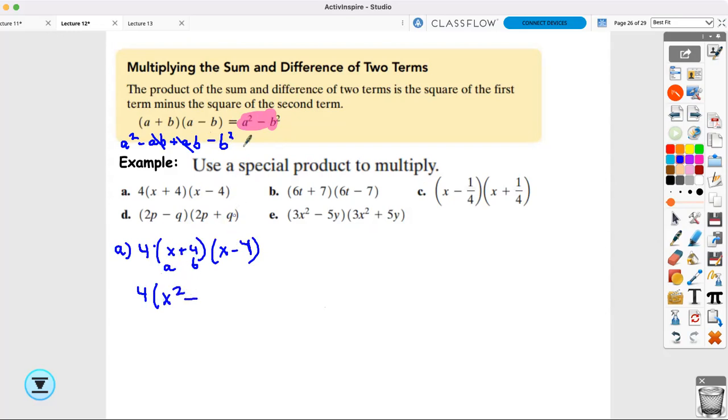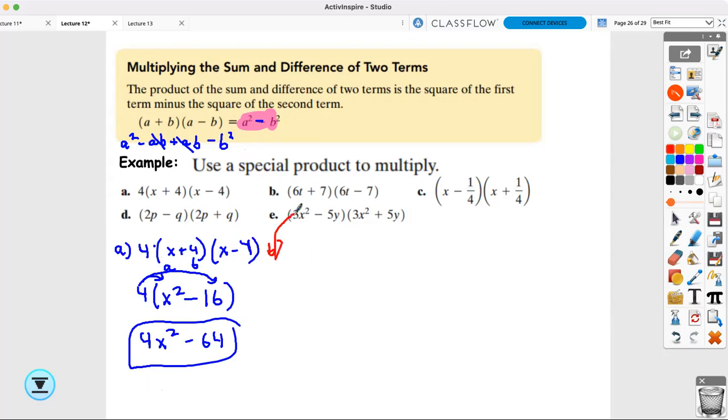And then it'll be minus, because it's minus in the formula, b squared. B is the number 4. 4 squared, 4 times 4, is just 16. And then we're gonna go ahead and distribute the 4, because it's on the outside, which is 4x squared minus 64. And we're done with A. So we did the formula and an extra rule with distributing the 4. Let's look at B.